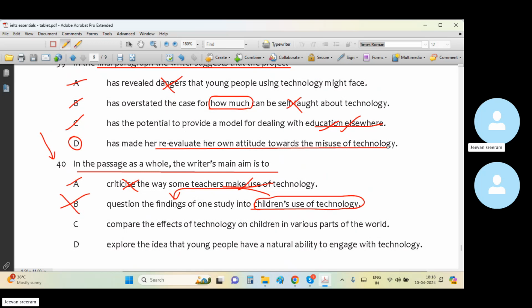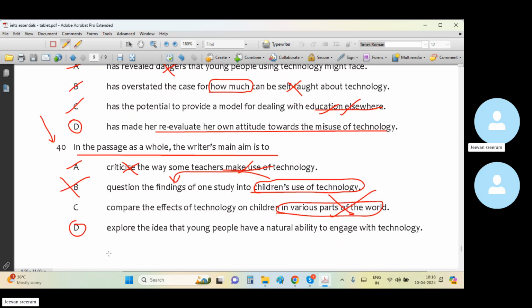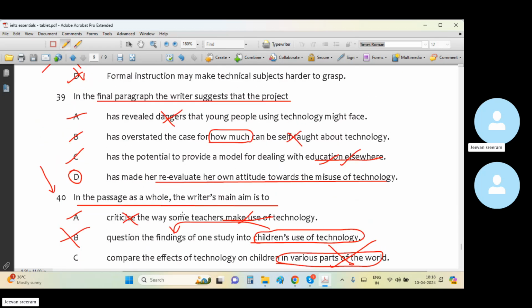Findings on the topic of children's use of technology. Compare the effect of technology on children in various parts of the world. Is it comparison? Is there such a discussion about the effects on children in various parts of the world? Explore the idea that young people have a natural ability to engage with technology. Yes, that is the right one. Clear?